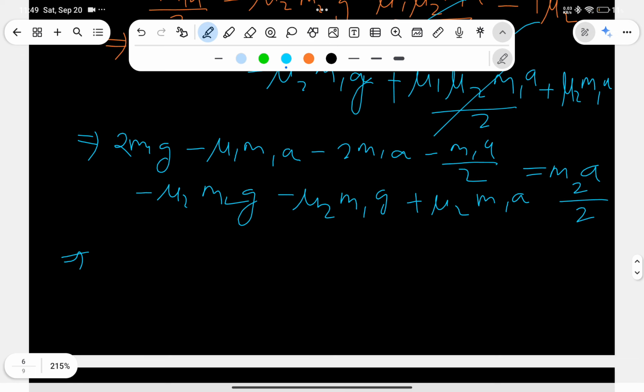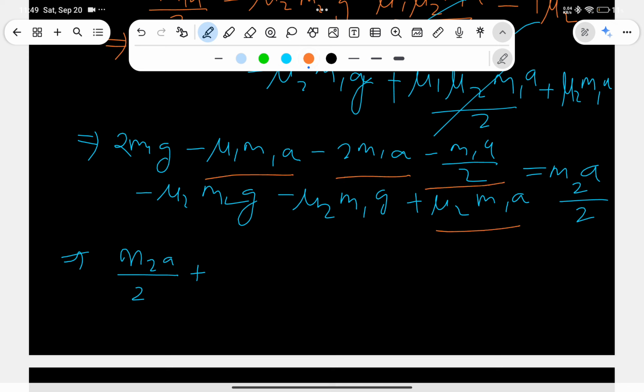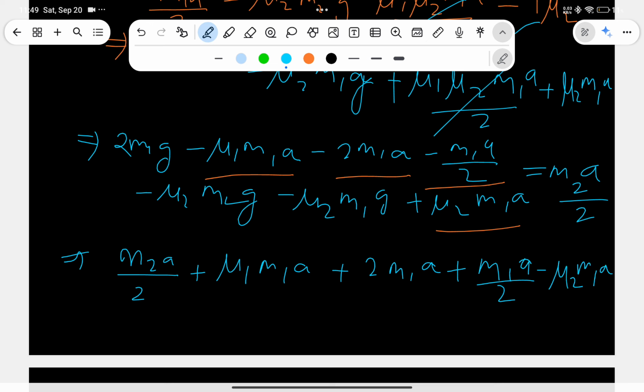Now collecting all the terms containing a on the one side, so it will become m2a by 2 plus, see, what are those terms? This one, and this one. So we'll have mu1 m1a plus 2m1a minus plus m1a by 2 minus mu2 m1a. Okay, simplifying it further, then this is LHS.